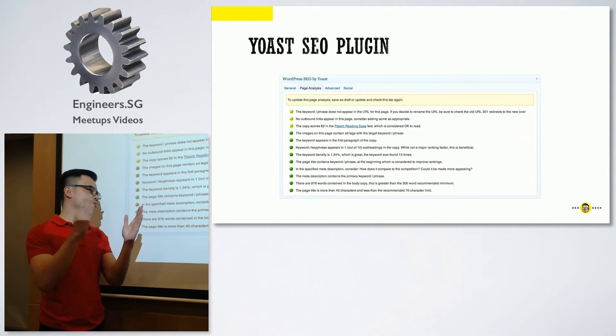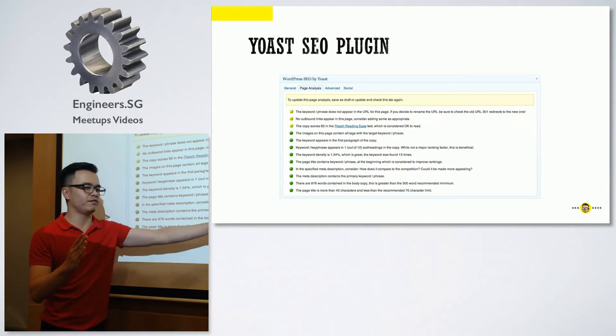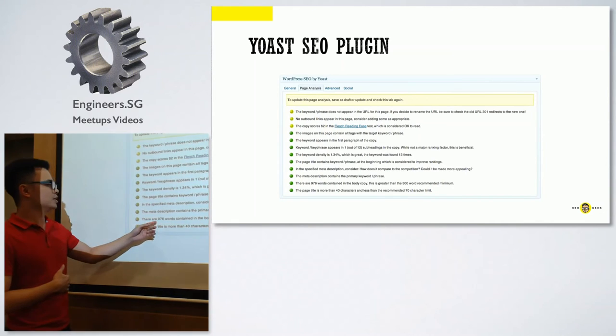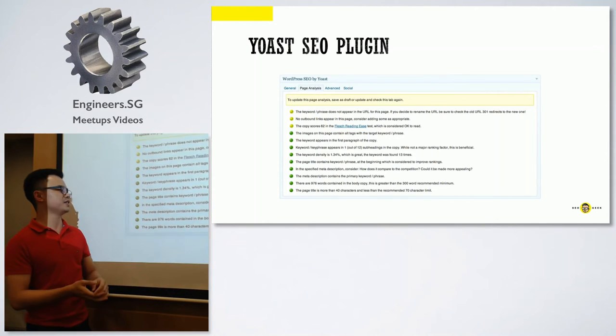Okay, so anywhere below 40 characters, they think you are wasting real estate. You should maximize your real estate. So a good number is between 40 and 70 characters. In your content, you should have a minimum of 300 words to be a good article. So you have 976, good.